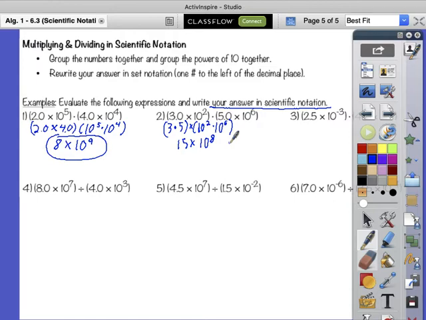We want 1. So I have to make this 1.5. And so if this number is going to get smaller, I'm going to make the exponent 1 bigger. 10 to the 9th. Because I'd have to move it 1 more decimal point to the right to get it back to 15. That's another way to think of these. If the number gets smaller, the exponent gets bigger. If the number gets bigger, the exponent gets smaller.